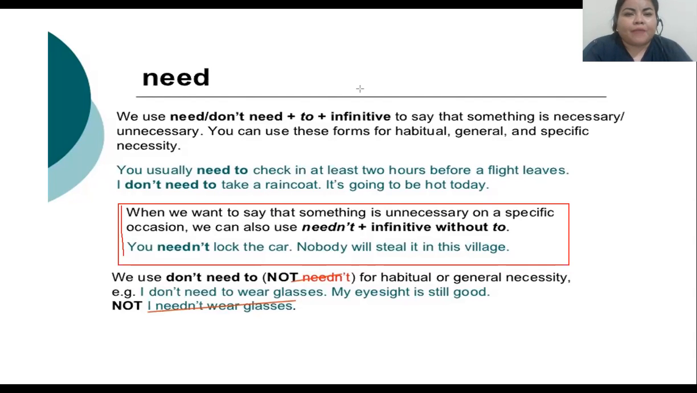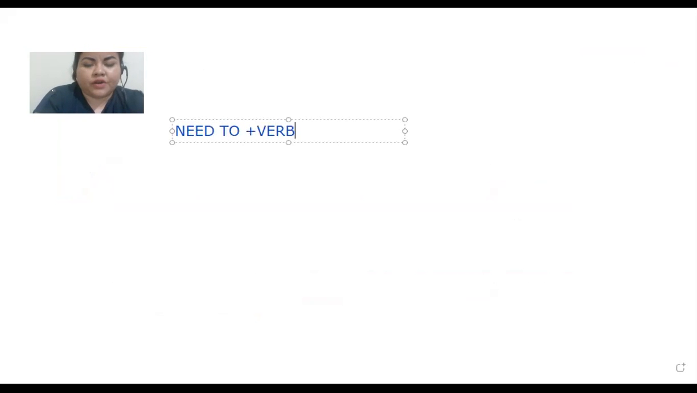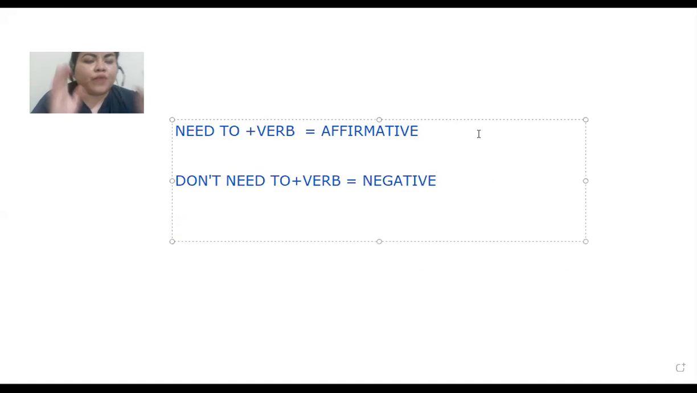Now, look at this. Pretty much what it's telling us right now in the information is that we are going to have need to plus the verb. It's going to be affirmative form, right? Need to plus the verb. If we have don't need to plus the verb equals negative. But also we have a shorter form that we're going to use here, right? And we're going to put here the information with needn't plus infinitive without to, right?